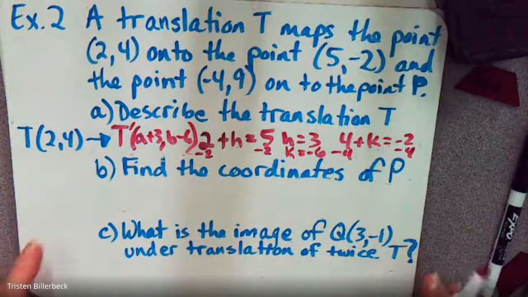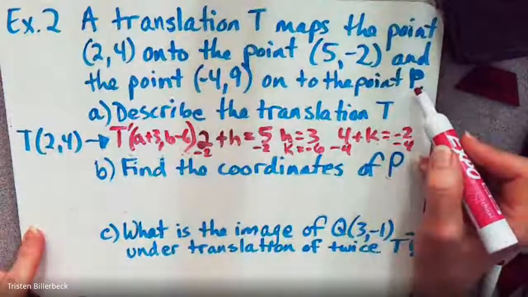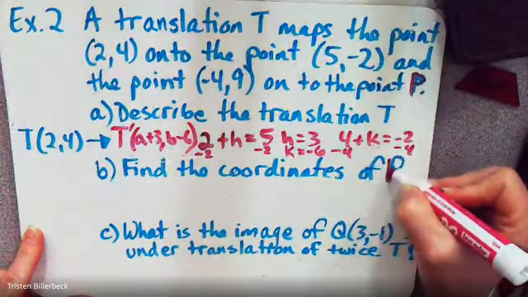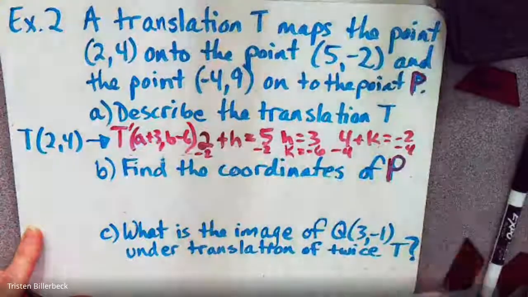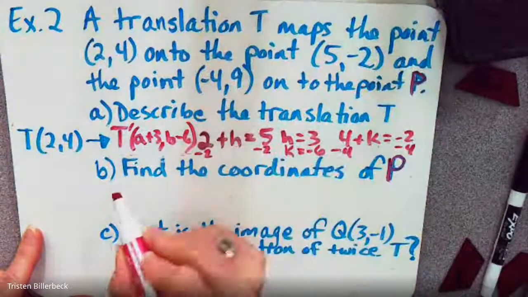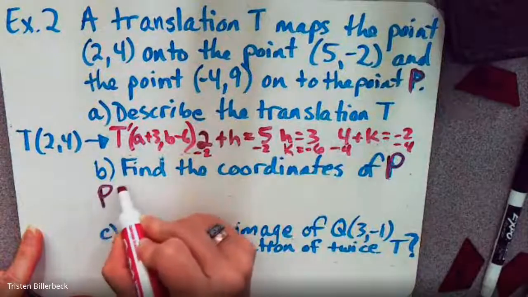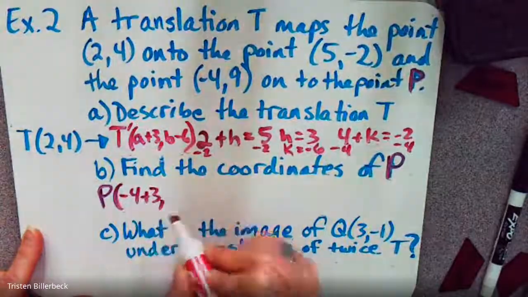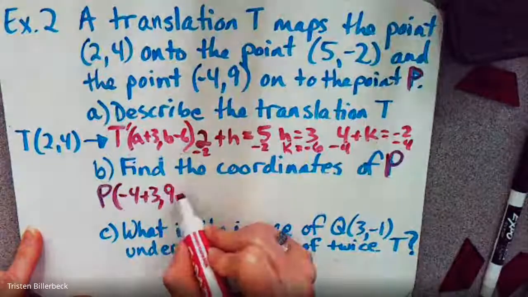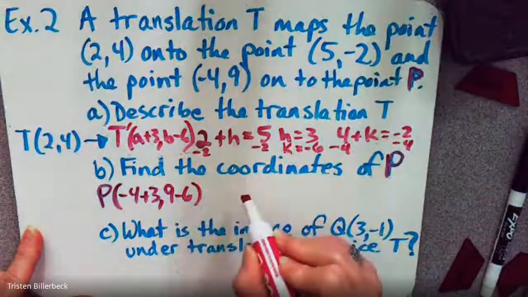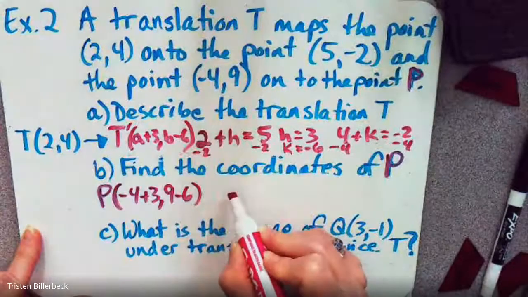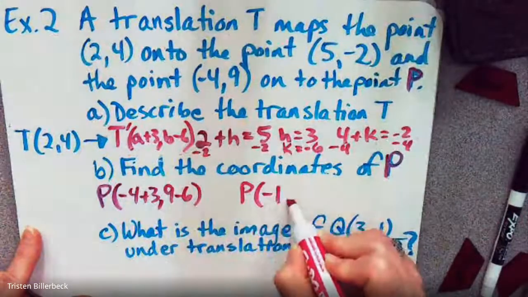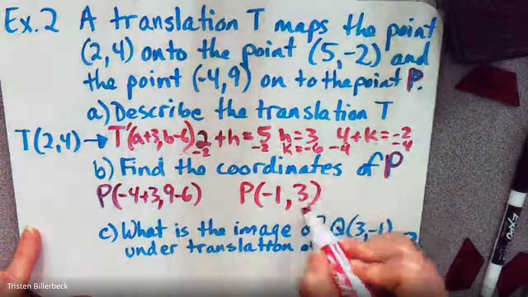So now we need to find the coordinates of this P. Okay, so coordinates P. All right, so we started at -4, 9. So P is going to be -4 plus 3 and 9 minus 6. So that's going to give us P as -1, 3.